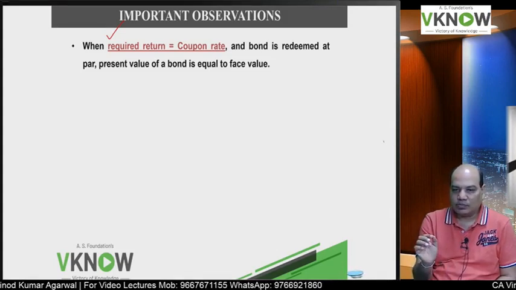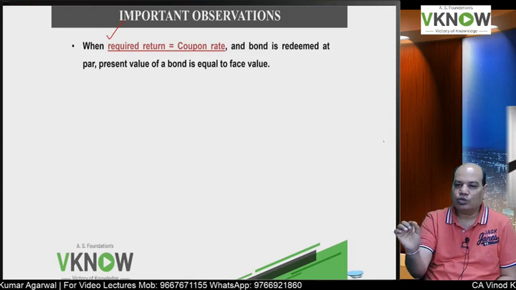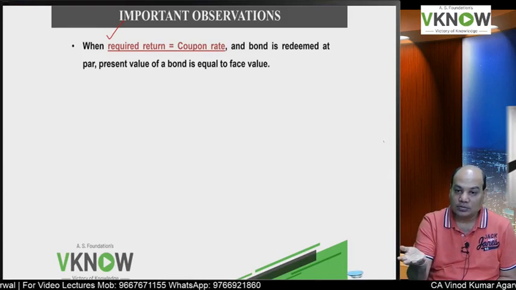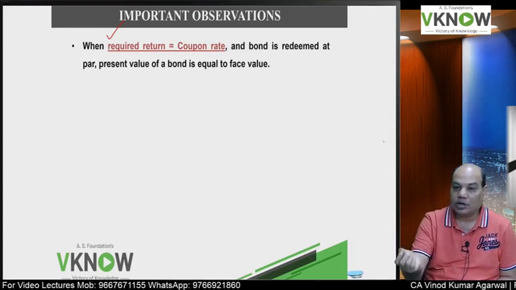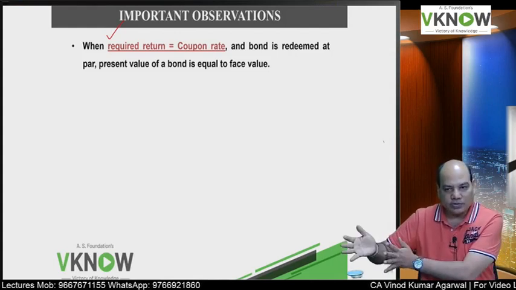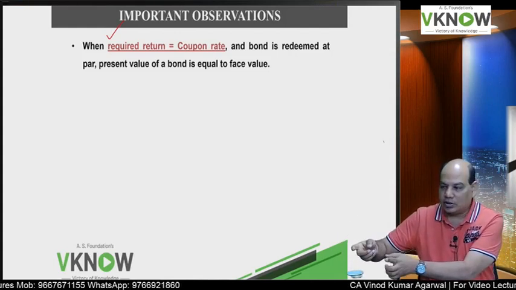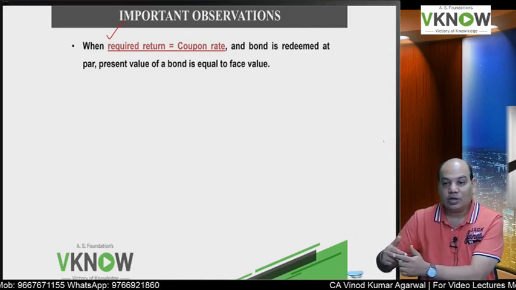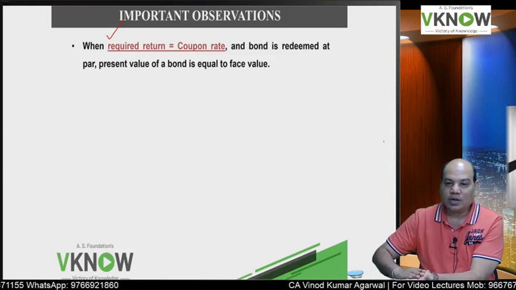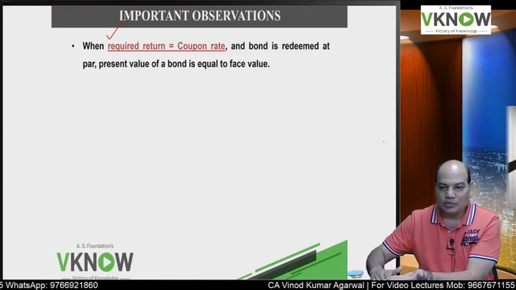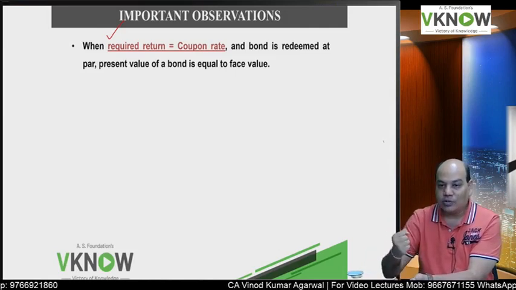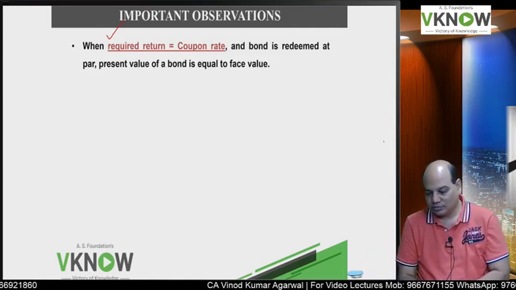Always remember, if the required return and coupon rate are equal and the redemption is at par, it means that the present value is equal to face value. Reverse also: if present value is equal to face value, it means the coupon rate and the required return are equal. In some exam questions they ask the reverse: the current market price of the bond is equal to face value, coupon rate is 8%. What is required return? Required return will also be 8%.